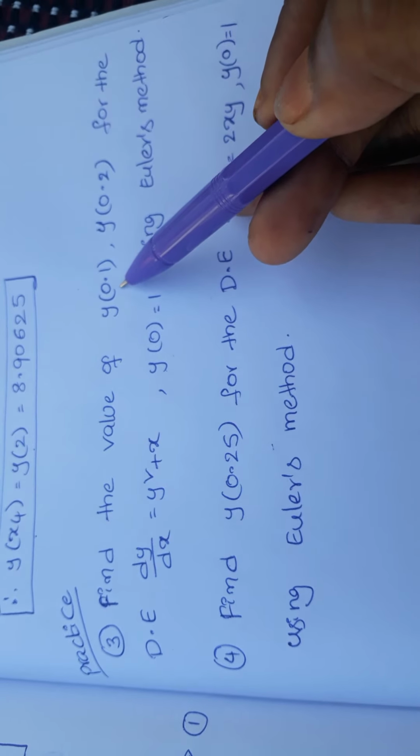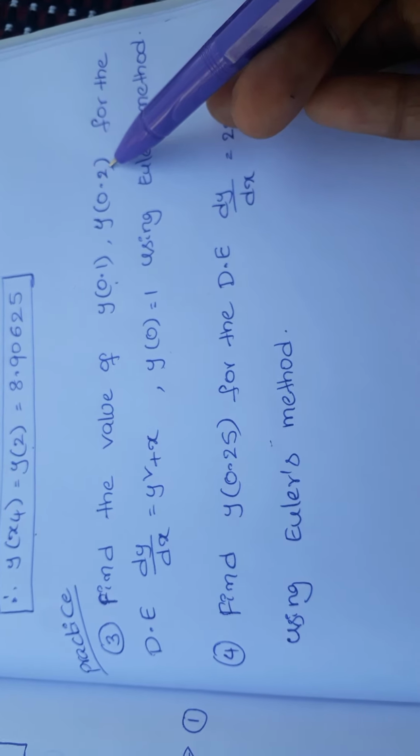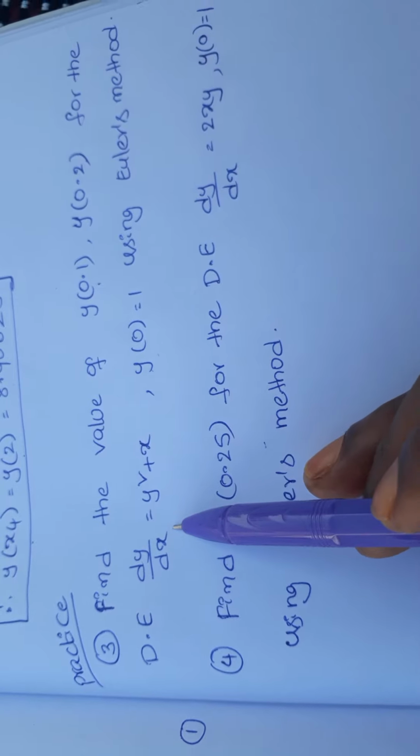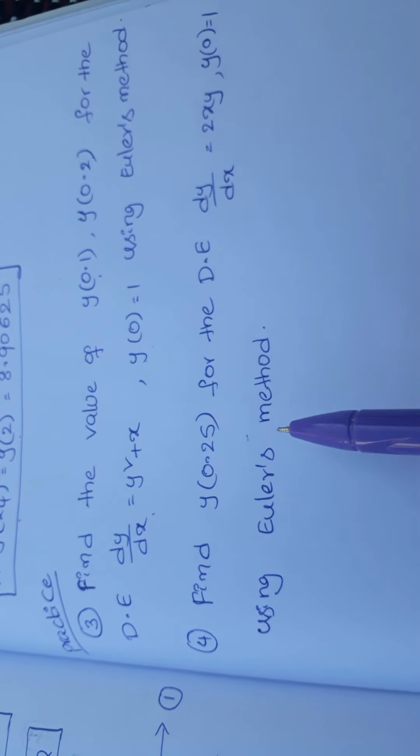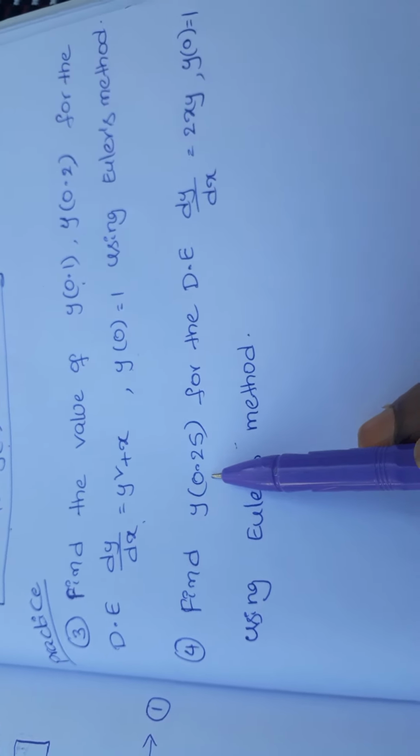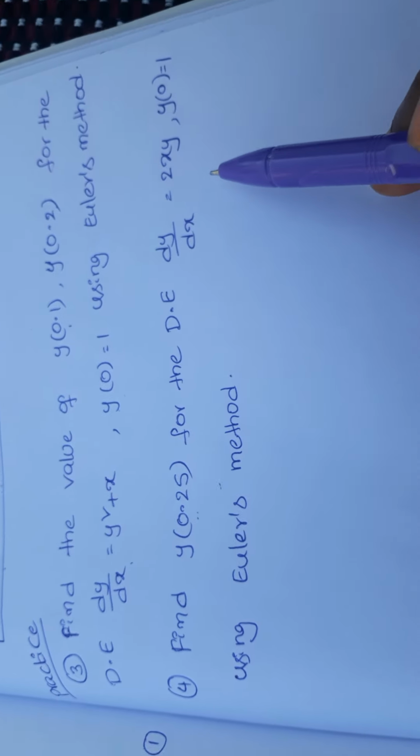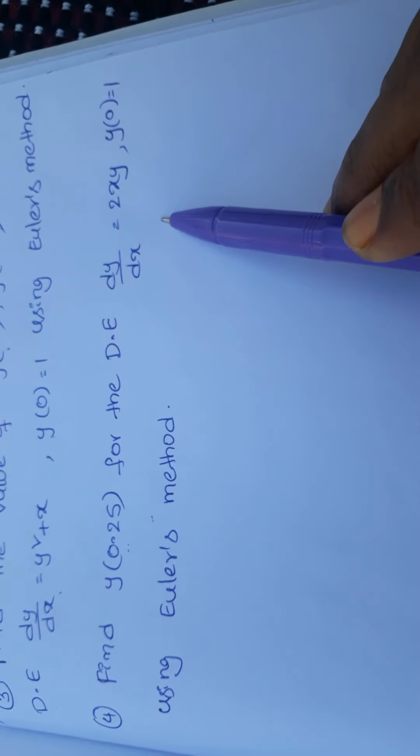Find the values y of 0.1, y of 0.2 for the differential equation y square plus x. Okay, and next find the value of y of 0.25 for the differential equation dy by dx is equal to 2xy.